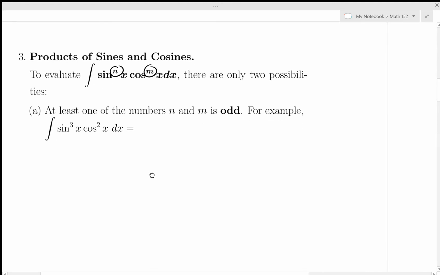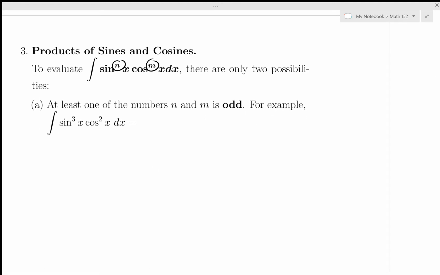Let's go by example here. Let's check out which one is odd. We've got sine cubed x times cos squared x. So 3 is odd, so this one here is odd. Okay, so pick an odd one. So that's what I'm doing, I'm picking an odd one. So this is my strategy: pick the odd one. Save one factor. I'm going to show you what I mean by that in 2 seconds. Save one factor. Express the rest in terms of the other one.